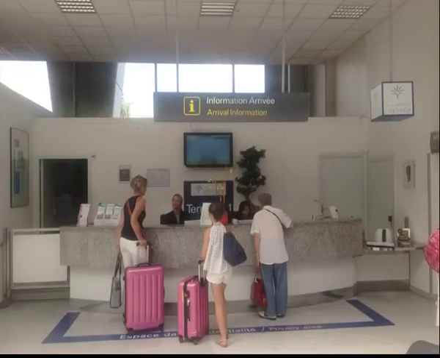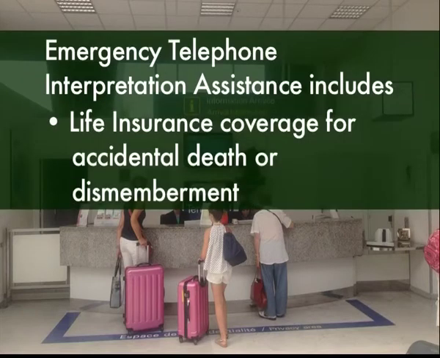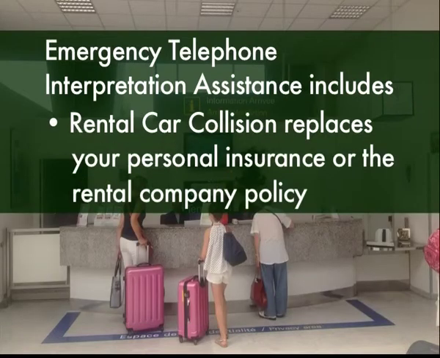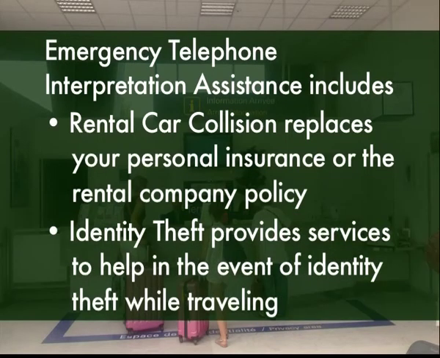It includes coverage such as life insurance coverage for accidental death or dismemberment. Hazardous sports extends the medical coverage to cover activities like scuba. Rental car collision replaces your personal insurance or the rental company policy. Identity theft provides services to help you in the event of identity theft while traveling.